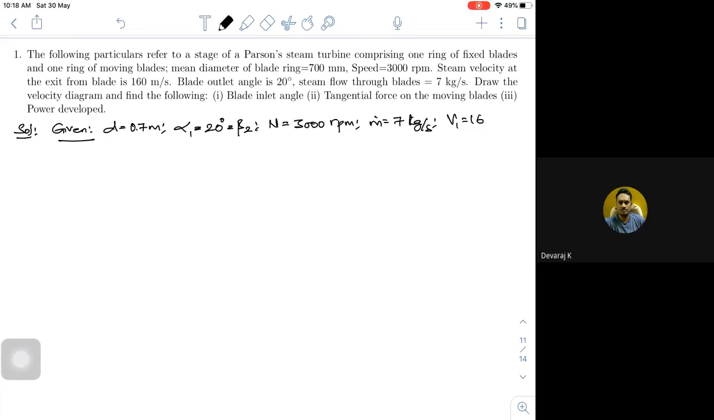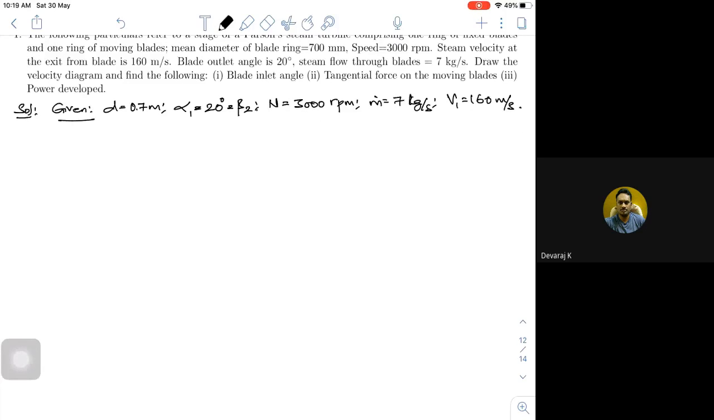And also, this being a Parsons turbine, my beta 1 is equal to alpha 2, because my R is equal to 0.5. What are the other conditions we have? VR2 is equal to V1, and your VR1 is equal to V2. These conditions prevail in the case of a Parsons turbine.